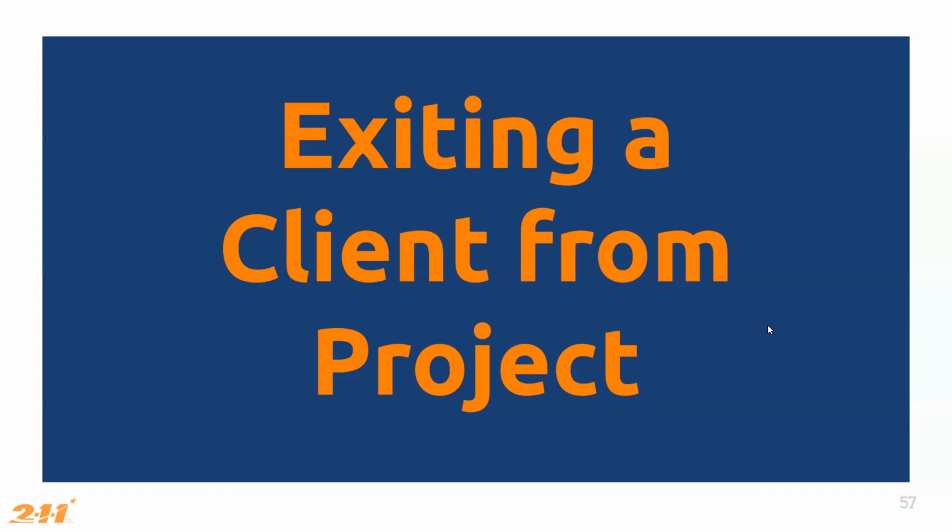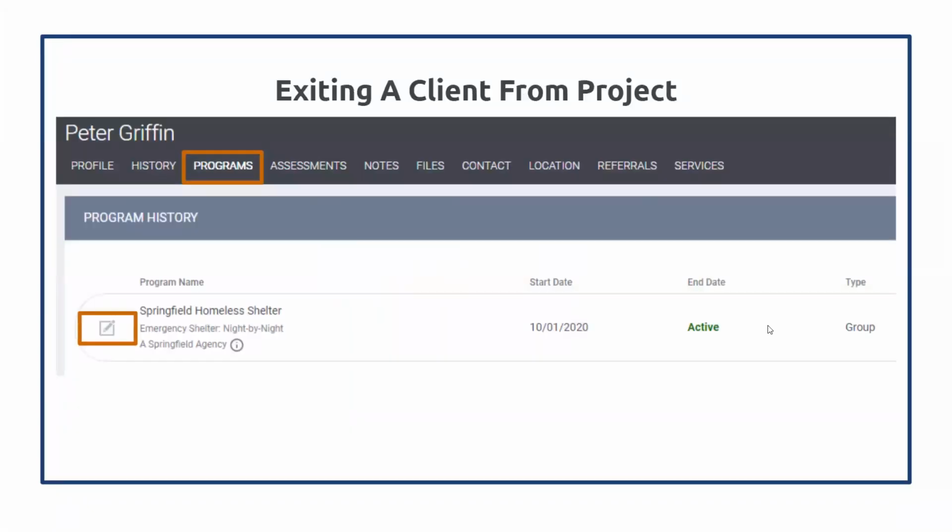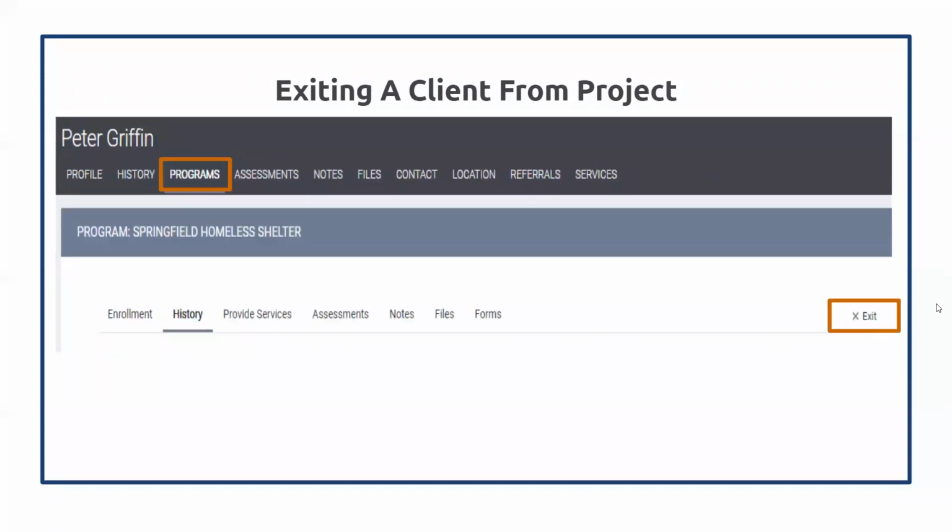Okay, so next we will exit a client from the project. When the client is no longer in need of your project services, you will need to exit them from the project. You need to edit the enrollment for the head of household in the project that they are exiting. So you need to go to the programs tab, click on the edit icon next to the project that you wish to exit the client from, which is the Springfield Homeless Shelter. And then you will select the exit button on the right-hand side.